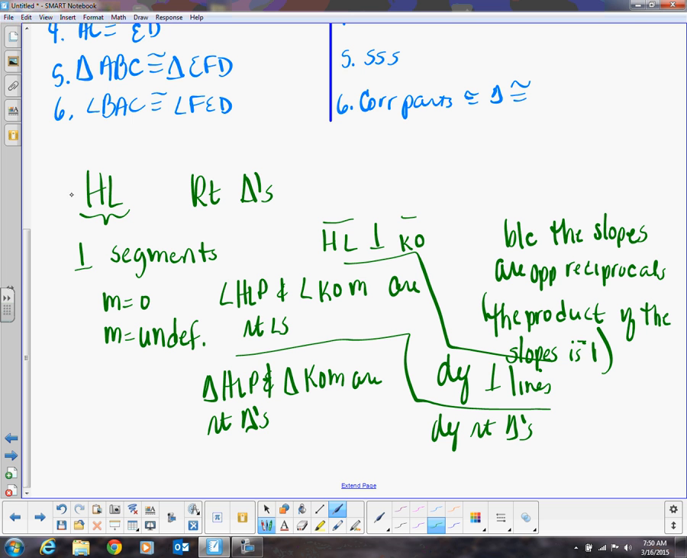So if you want to use HL, you've got to establish that the triangles are congruent. And if your slopes come out to be 0 and undefined, it's because the slopes were opposite reciprocals. And you should see that one might be 0 over 3, the other one might be -3 over 0. But you should be able to see that. All right, so that's your first proof.